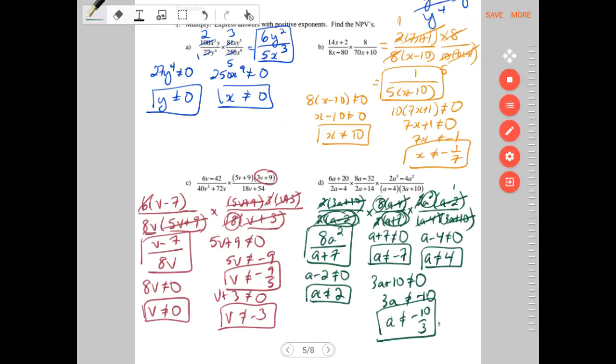All right, that is it for multiplication. And we'll move on to the next page and try some division.